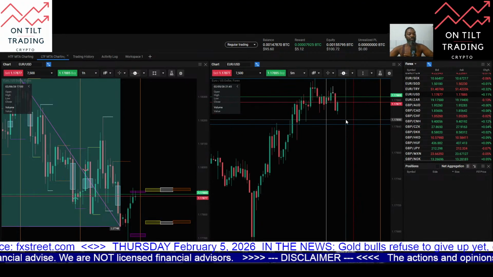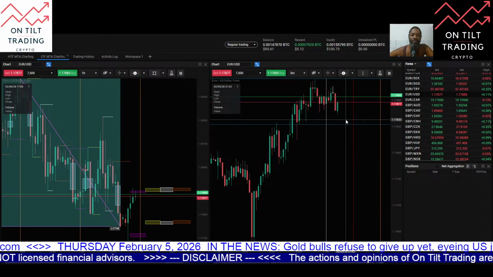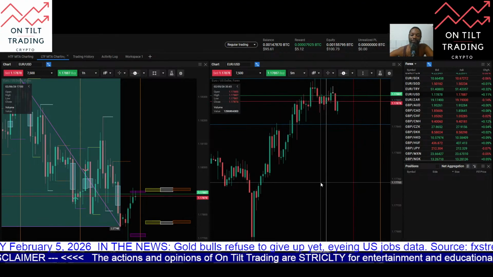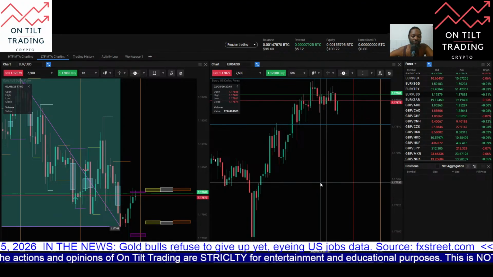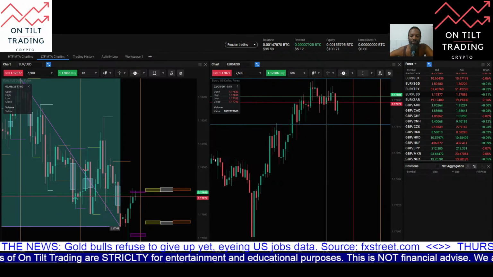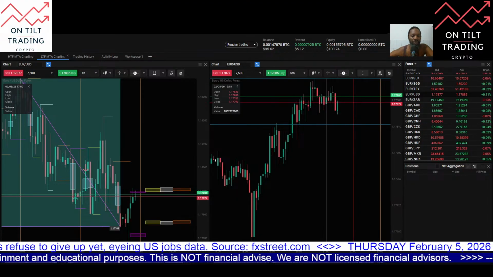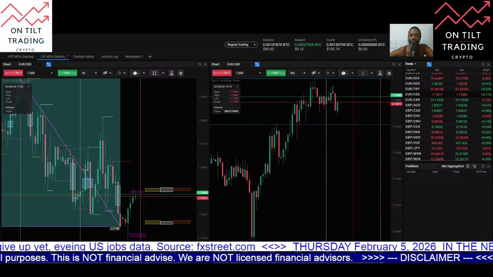So right now, watch gold, silver, and euro dollar. Right now, all three are trading mid-range, or mid-price range, waiting for price action to sweep the previous hourly candle high for a potential short entry.